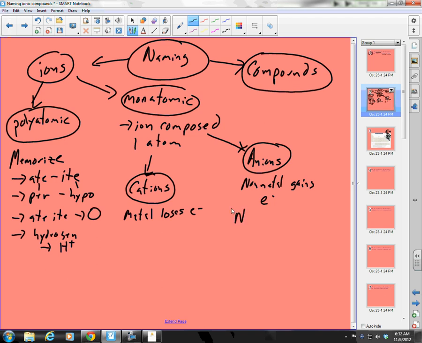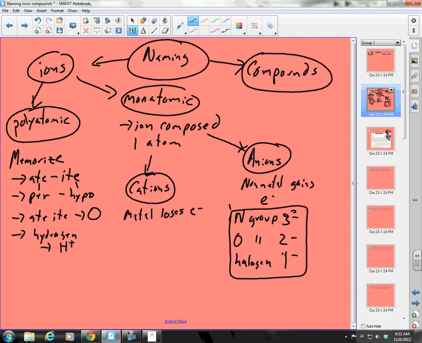My nitrogen group is going to be a 3 minus. My oxygen group is going to be a 2 minus, and my halogens are going to be 1 minus. So that's how I figure out their formula. That's how we determine the formula. Good. Now, the second thing is naming.